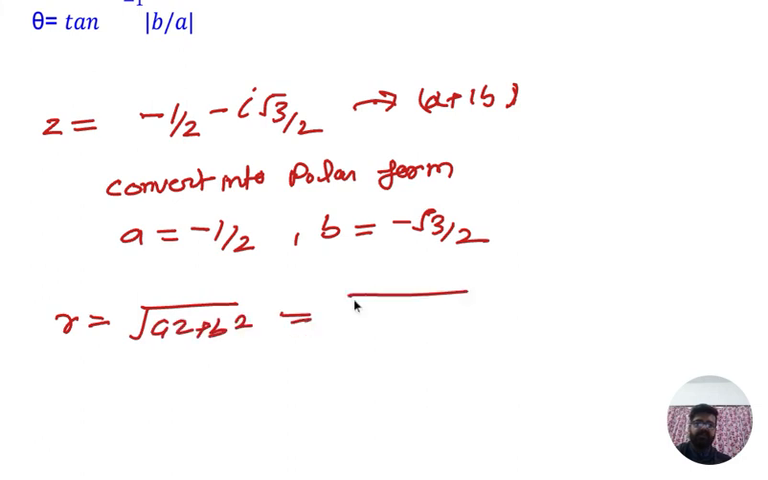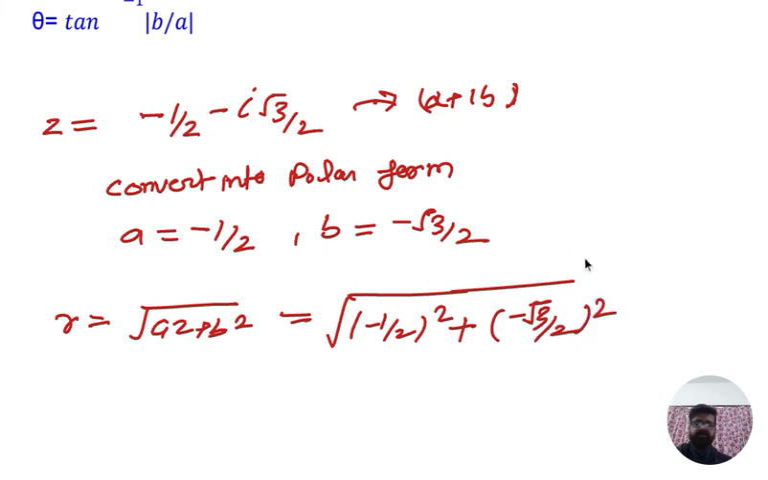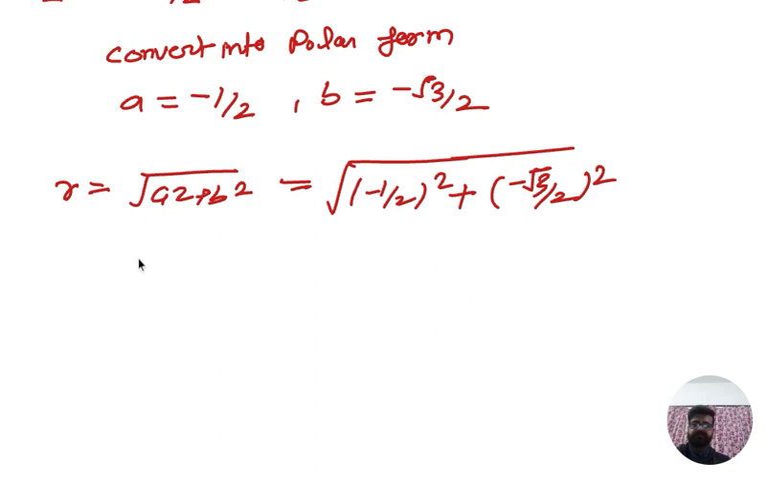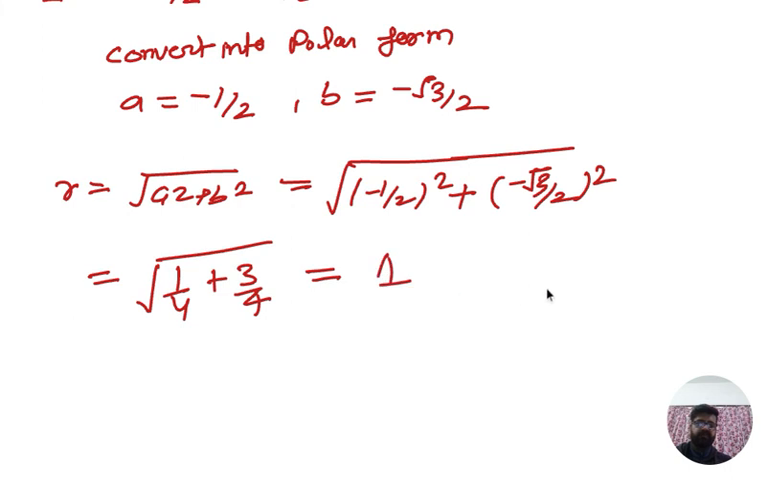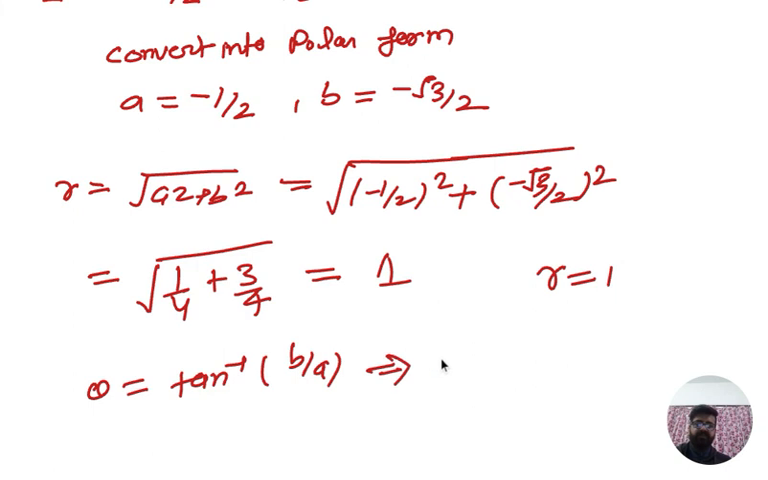Under root, minus 1 by 2 square plus minus root 3 by 2 square. Now we will solve it, and you will see this will come 1 by 4, and this will come 3 by 4. So the value will be 1. So the value of r is 1. Now we will find theta. And what is theta? Theta equals tan inverse b upon a.